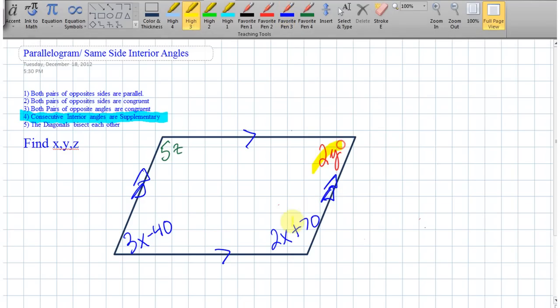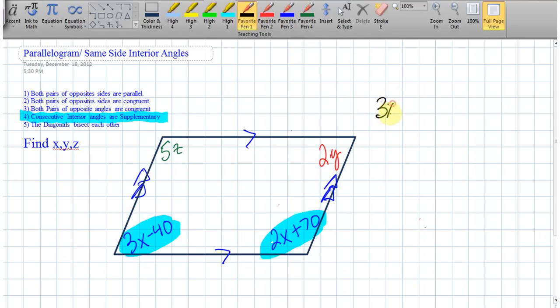So if you notice, these two expressions, they're both x and y. That's not going to help us set up an equation. If you look at these two expressions, that's x and z, that's not going to help us set up an equation. If you even look at these two in here, 5z and 2y, that's not going to help us. That's two variables as well. What you really need to see in which equation to write is 3x minus 40 and 2x plus 70. They both have an x, and keep in mind, they are not equal. The property states that they are supplementary.